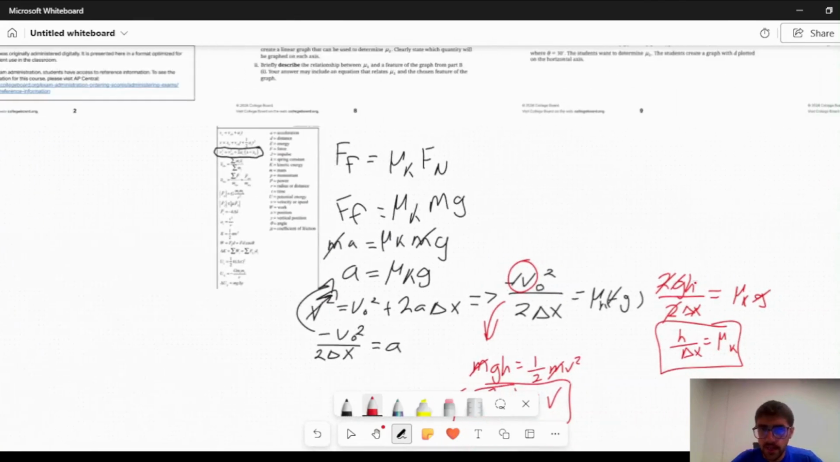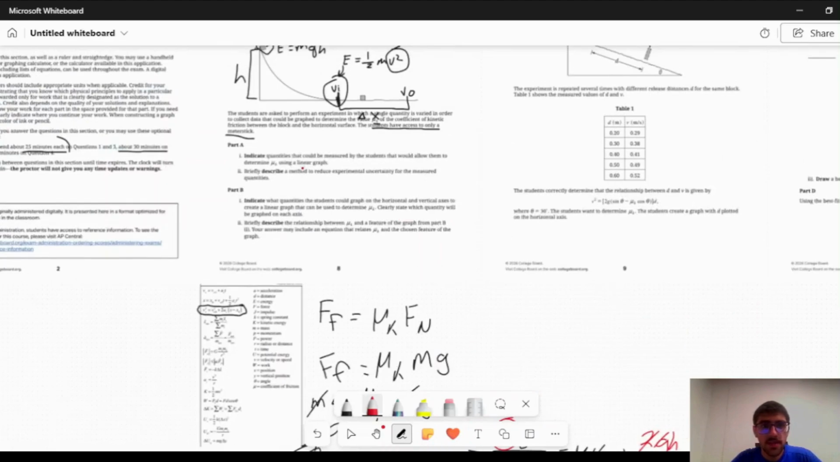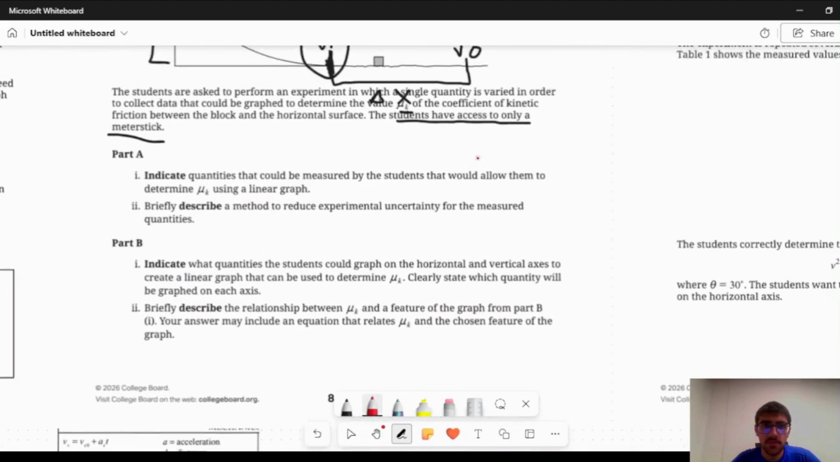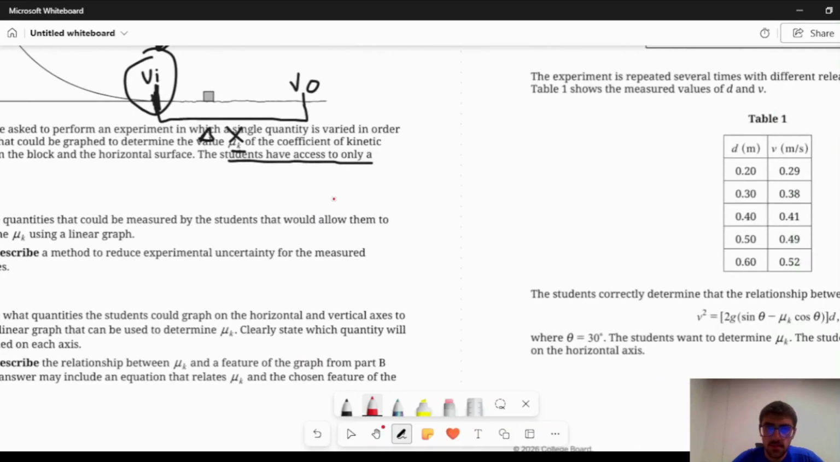So just a quick highlight of what we did. We started with an equation with mu k, and we just kept working towards removing everything that couldn't be measured with a ruler. I have to remove mass, we removed it. I have to remove acceleration, we removed it. And we have to remove velocity, and we did that until we're left with mu k equal to only variables or constants that can be measured with a ruler, or a constant like gravity, which cancel in the end. So that's good. So indicate the quantities that could be measured by the students that would allow them to determine mu k. So our answer would be, let's just do it over here.